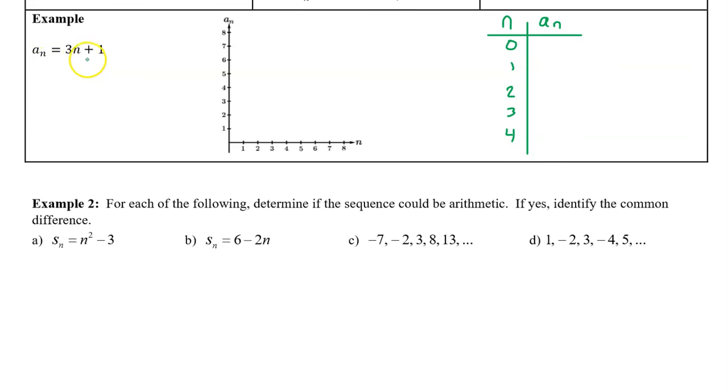Consider the arithmetic sequence defined by a_n equals 3n plus 1. Here are the first 5 terms of the sequence, starting with term 0. And here are the 3 values that fit on the graph. Resist the temptation to connect the dots. That doesn't work for sequences.